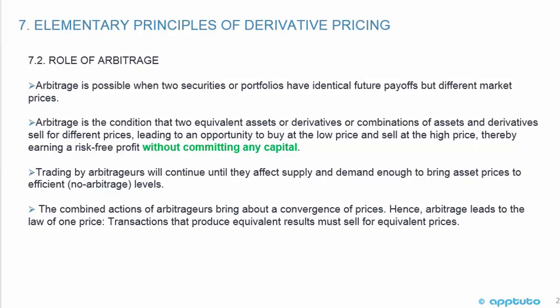That's important, okay? Trading by arbitrageurs will continue until they affect supply and demand enough to bring asset prices to efficient no arbitrage levels. And the combined actions of arbitrageurs bring about a convergence of prices. Hence, arbitrage leads to the law of one price. Transactions that produce equivalent results must sell for equivalent prices.